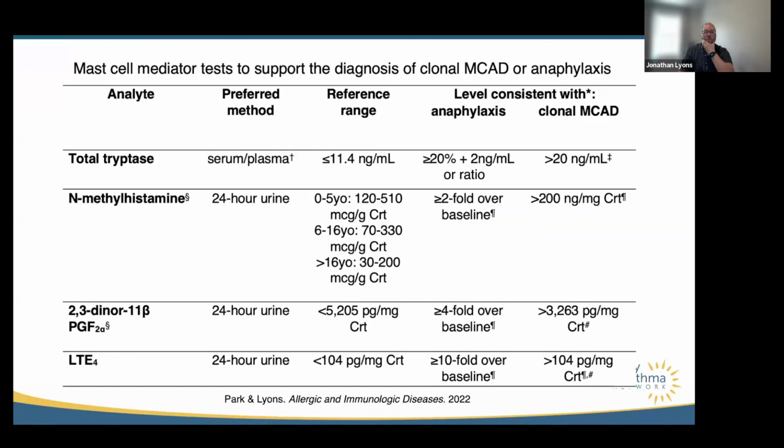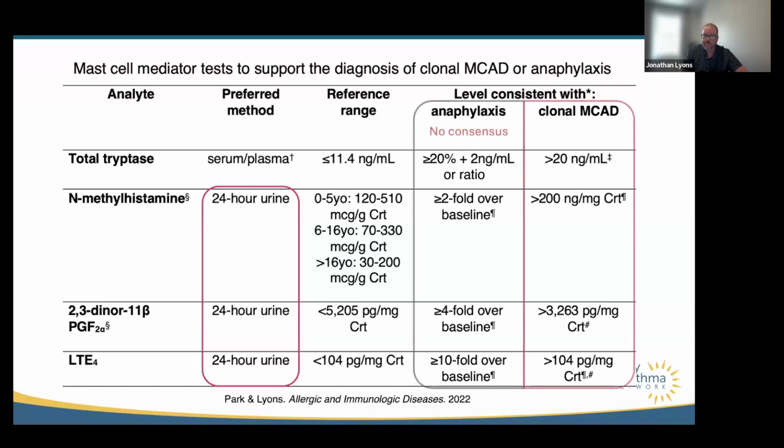Okay, so what about these other mediators and how are we using them? I've talked ad nauseum now about tryptase, so we can ignore that. I would point out again that all the others require urine testing, in most cases a 24-hour urine. Some specialized centers may be doing spot urines, although I haven't figured out how I might even order that at this point. But what about these other guys?